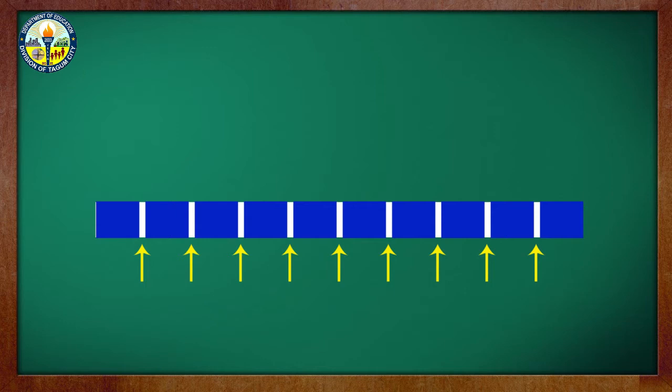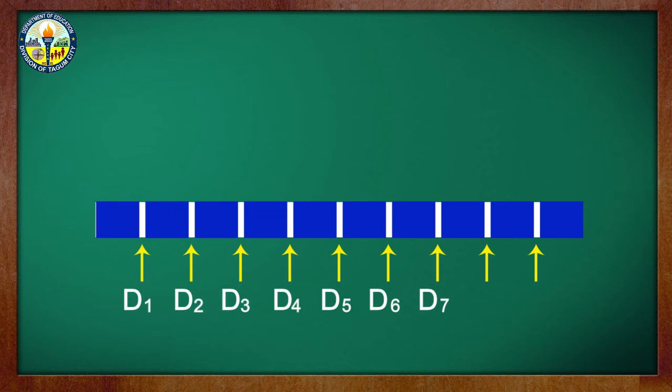They are represented by the first decile or D sub 1, second decile or D sub 2, third decile or D sub 3, fourth decile or D sub 4, fifth decile or D sub 5, sixth decile or D sub 6, seventh decile or D sub 7, eighth decile or D sub 8, and the ninth decile or D sub 9.